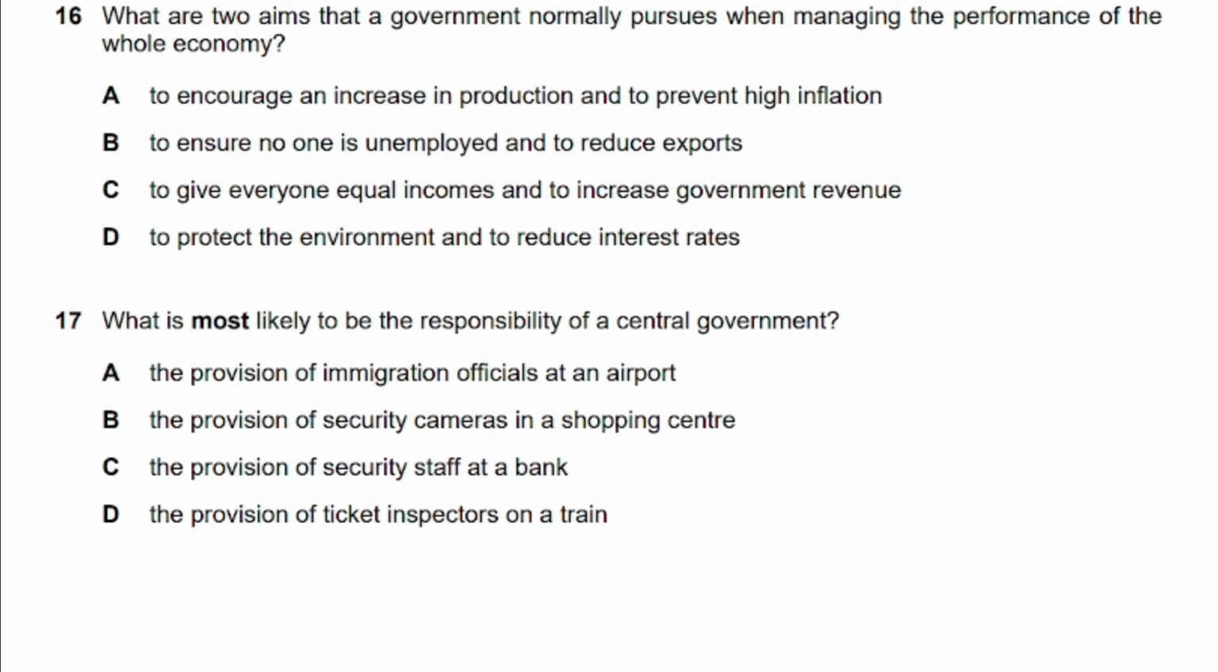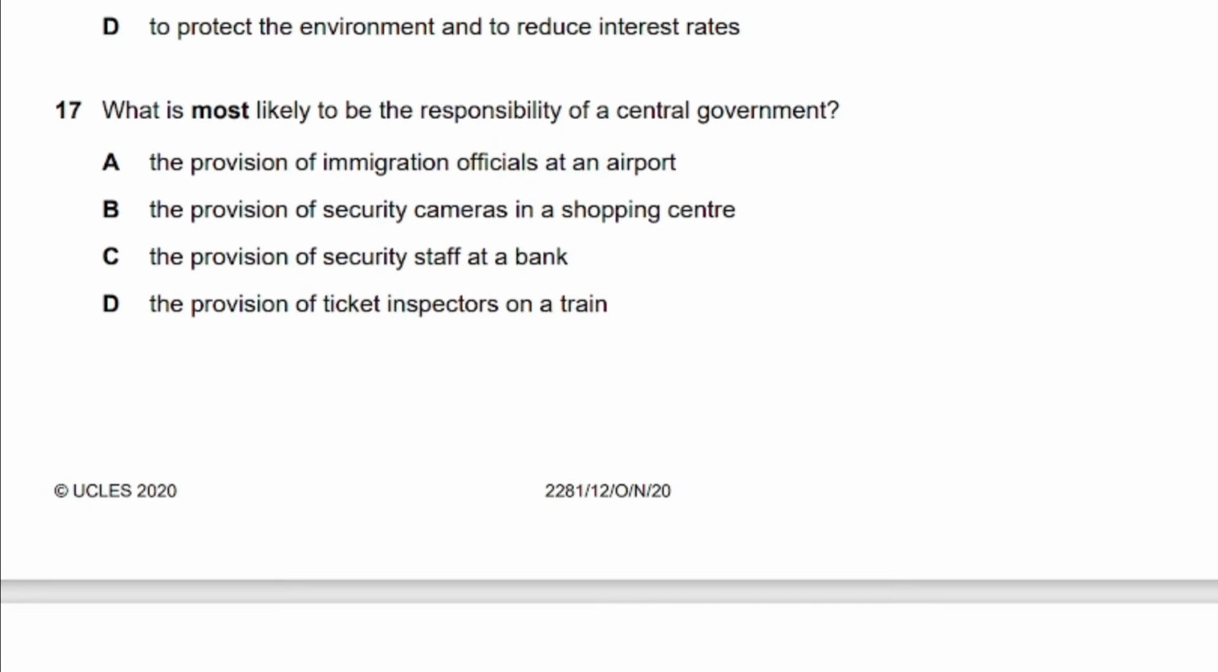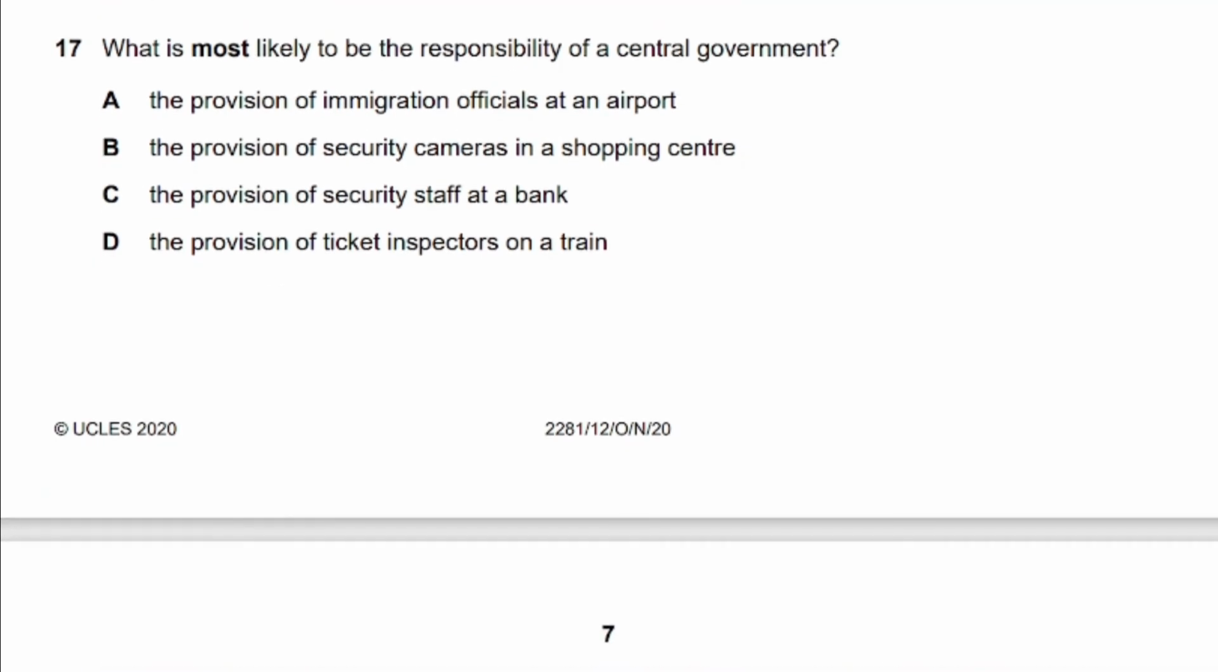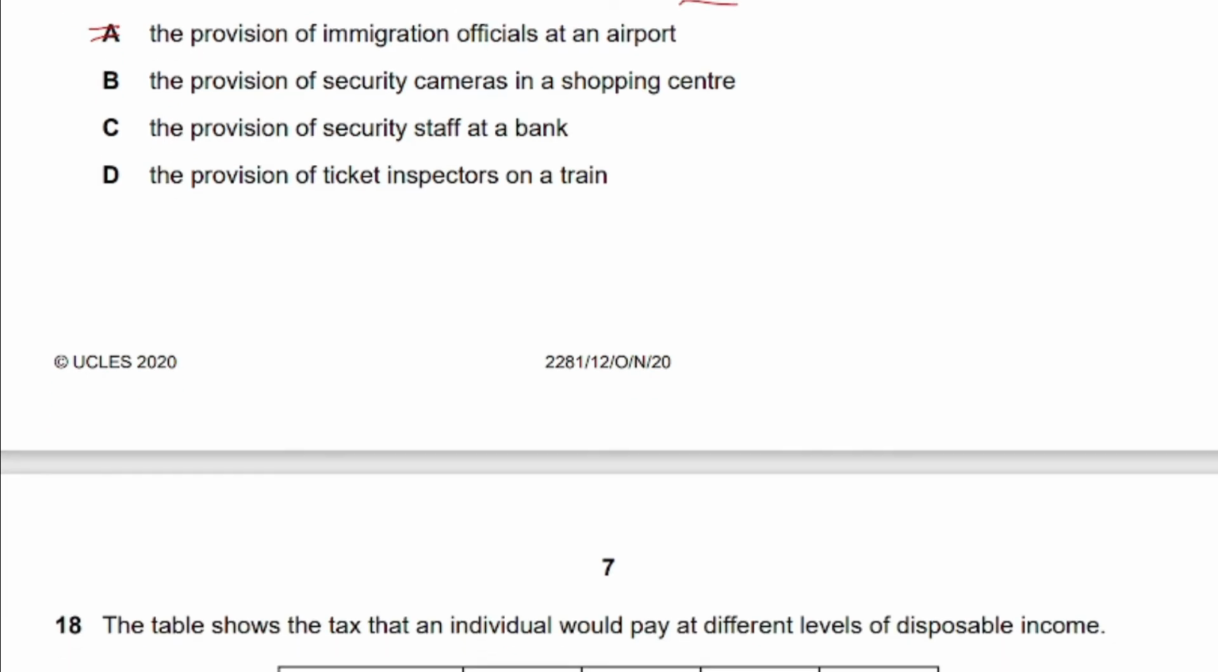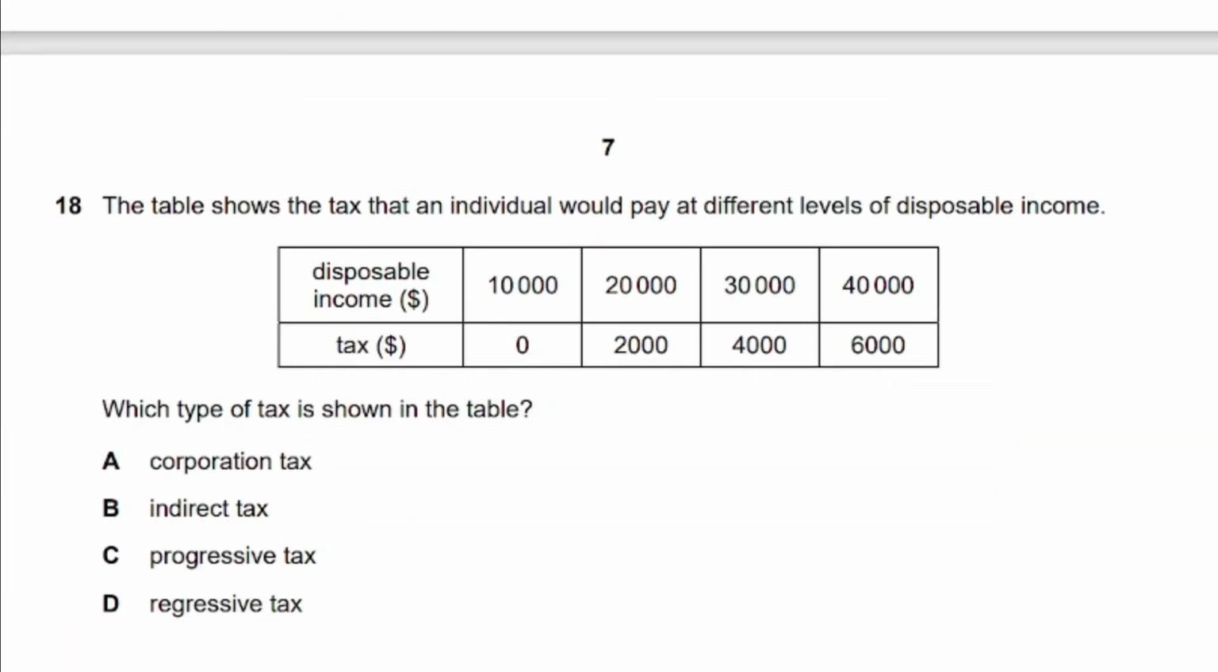What are two aims that a government normally pursues when managing the performance of an economy, the whole economy? Definitely option A is the correct answer, to encourage an increase in production and to prevent high inflation. Question number 17: what is most likely to be the responsibility of central government? The provision of immigration officials at an airport is the duty of central government.